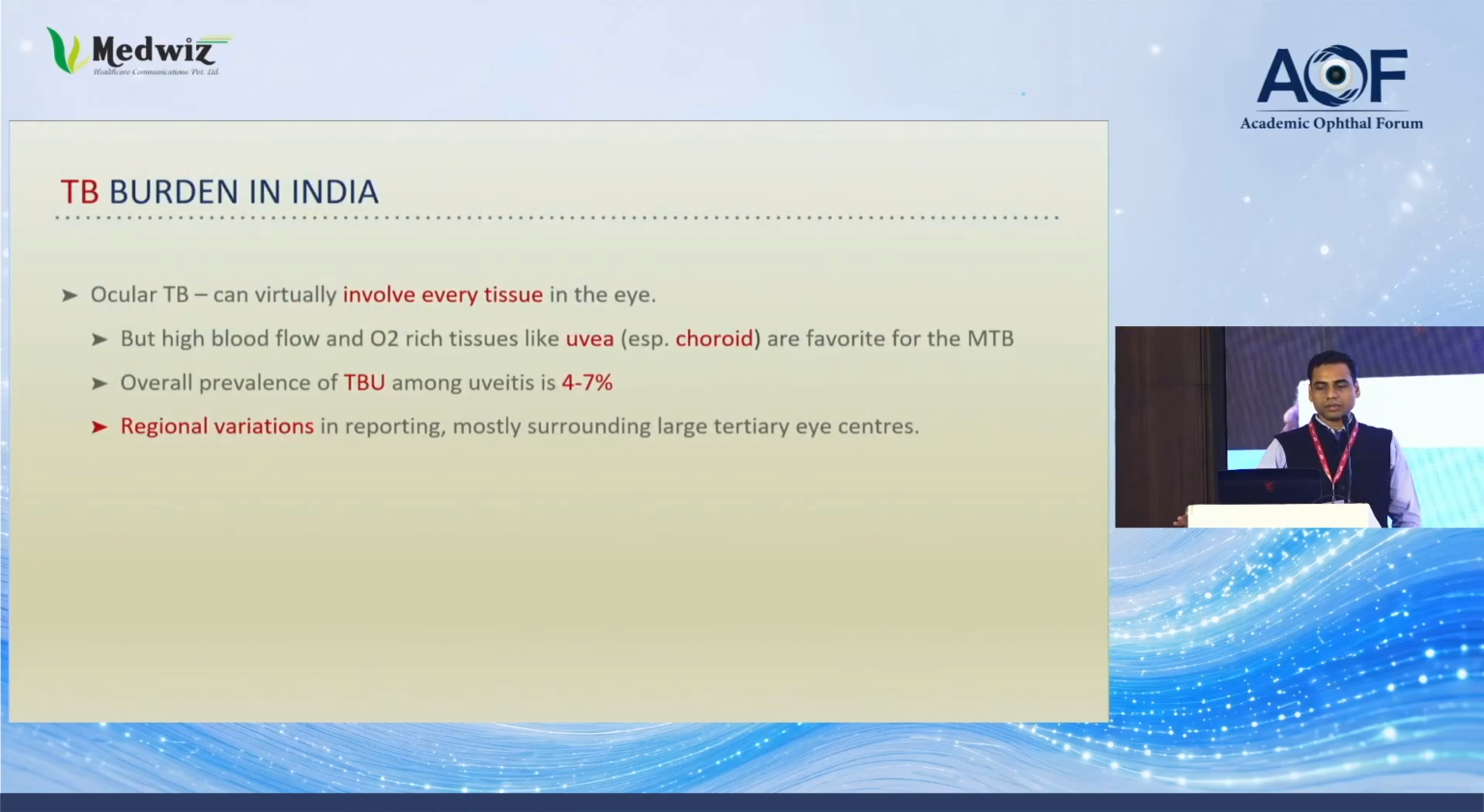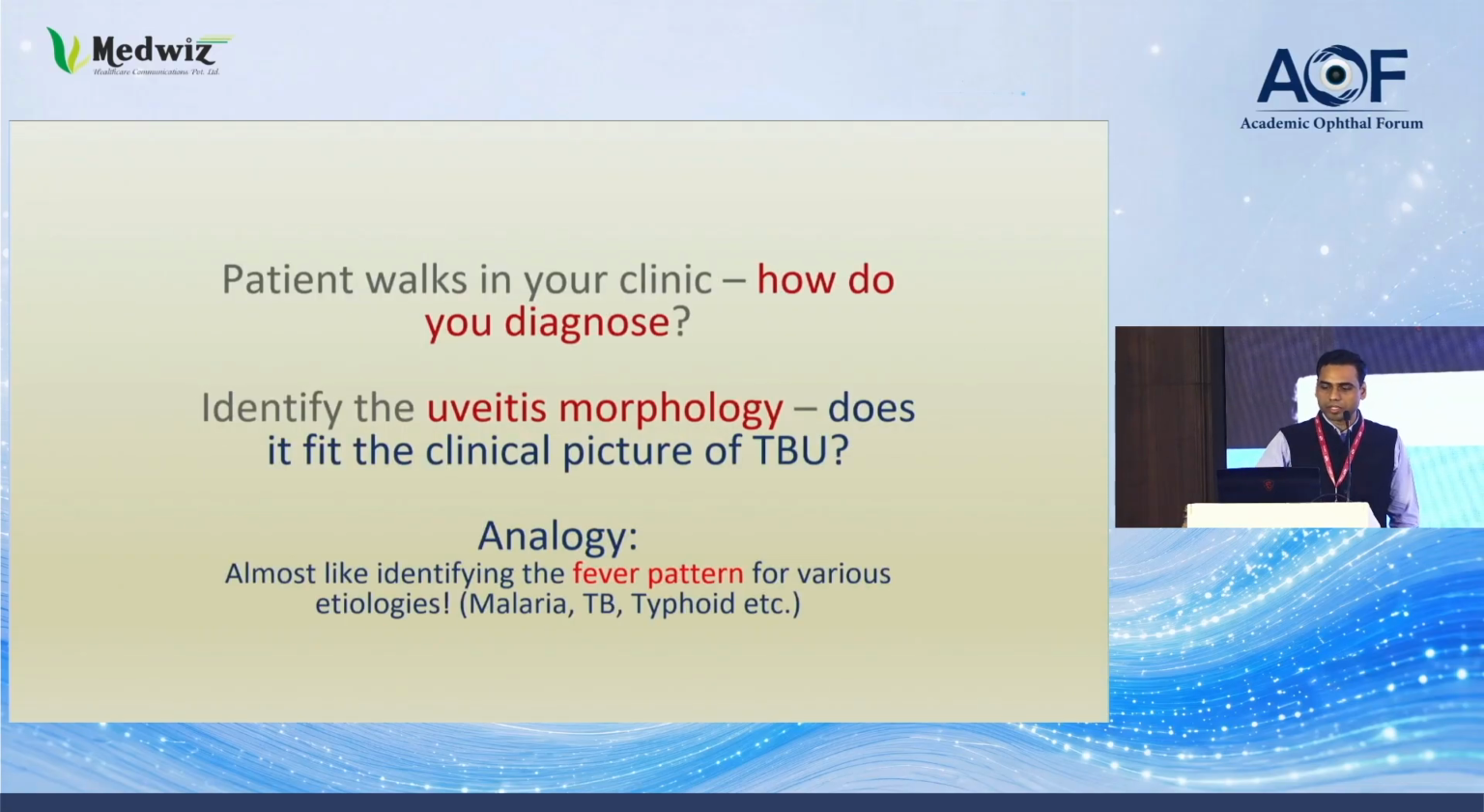Ocular TB can virtually involve every tissue in the eye. Mycobacterium tuberculosis loves oxygen and high blood flow. So obviously the area is the uvea, and of the uvea, the choroid is what is most liked by MTB. So a patient walks into your clinic, how do you diagnose? The most important thing, which you will hear time and again in this session, is the morphology. You need to identify the morphology and whether it fits the clinical picture of tubercular uveitis, and everything else follows.